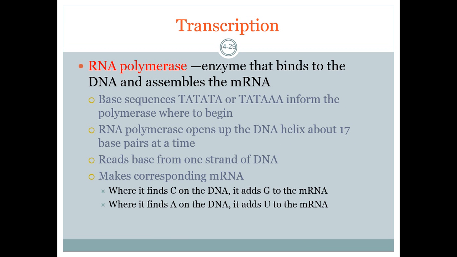Now, what happens here? We have a structure called the RNA polymerase. Now, this is an enzyme that's going to bind to the DNA, and then it's going to assemble the mRNA. So, certain DNA sequences such as TA instruct the RNA polymerase where to begin.